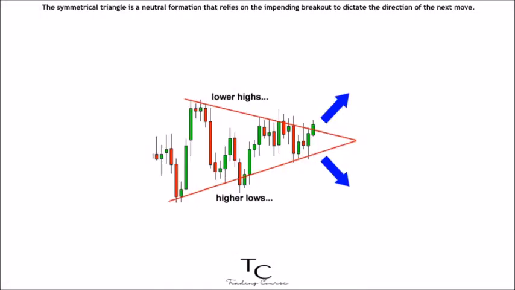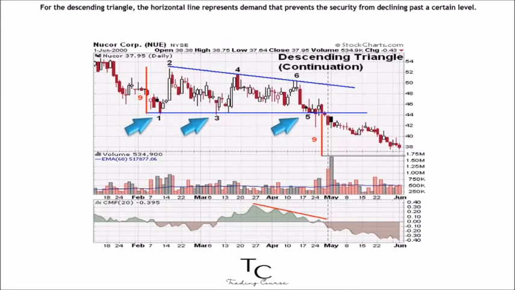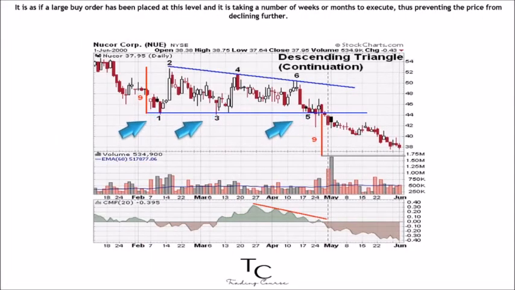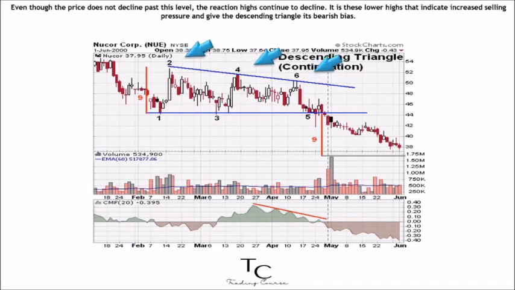The symmetrical triangle is a neutral formation that relies on the impending breakout to dictate the direction of the next move. For the descending triangle, the horizontal line represents demand that prevents the security from declining past a certain level. It is as if a large buy order has been placed at this level and it is taking a number of weeks or months to execute, thus preventing the price from declining further. Even though the price does not decline past this level, the reaction highs continue to decline. It is these lower highs that indicate increased selling pressure and give the descending triangle its bearish bias.